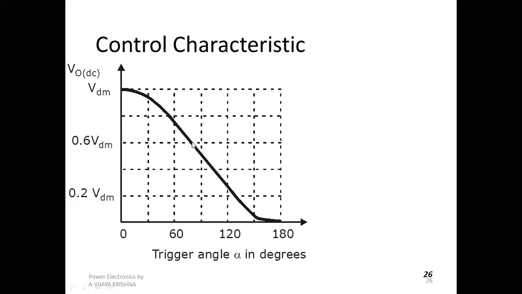Under 60 degrees, under 120 degrees, under 180 degrees, whenever the triggering angle is increasing, the voltage value across the load should be decreasing. The output voltage is decreasing.